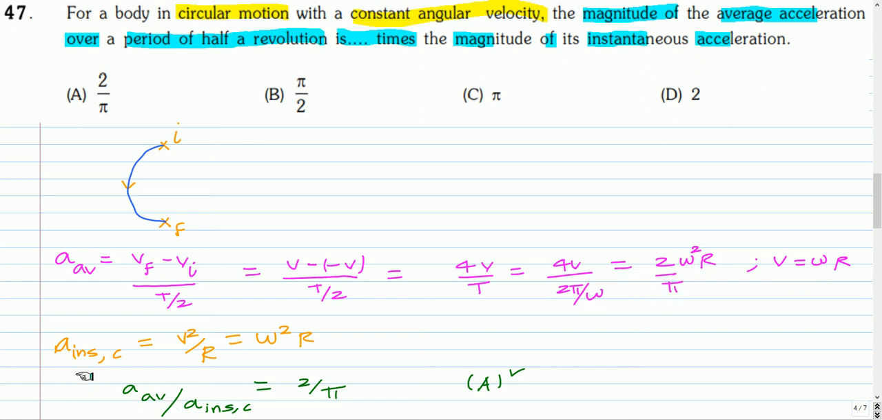And the instantaneous acceleration, the centripetal acceleration, is v square by r, which is omega square r. So from this you get the ratio of average acceleration to instantaneous acceleration as 2 by pi. The correct option is option A.